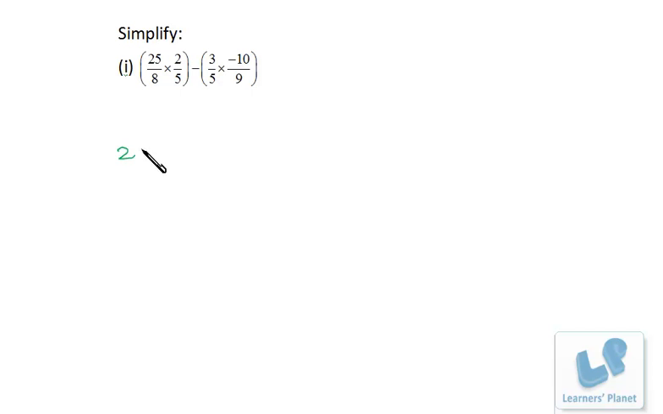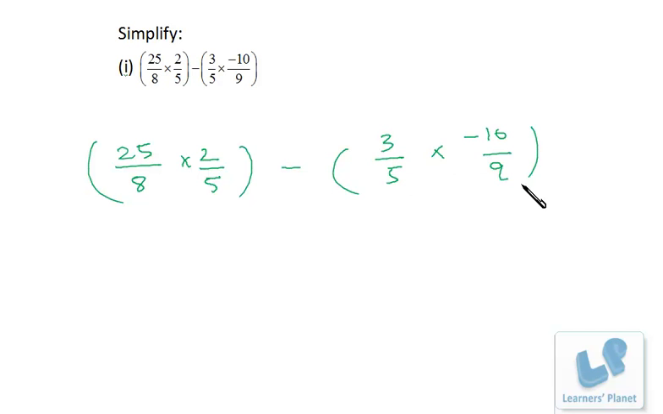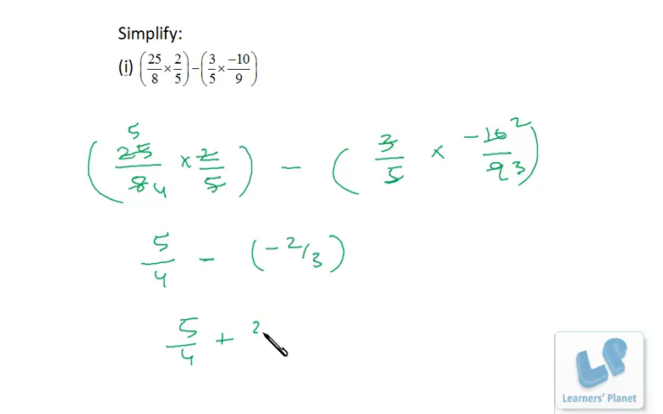So first of all, this is 25 by 8 into 2 by 5 minus 3 by 5 into minus 10 by 9. Now this is 2 4s, and this is 5 times. So this is 5 by 4, right? Now this is 5 2s, and this is 3 times. So it's minus of minus 2 by 3, right? Do not forget to take this minus sign into consideration. So it's minus 2 by 3. Now minus multiplied by minus gives plus. So 5 by 4 plus 2 by 3.